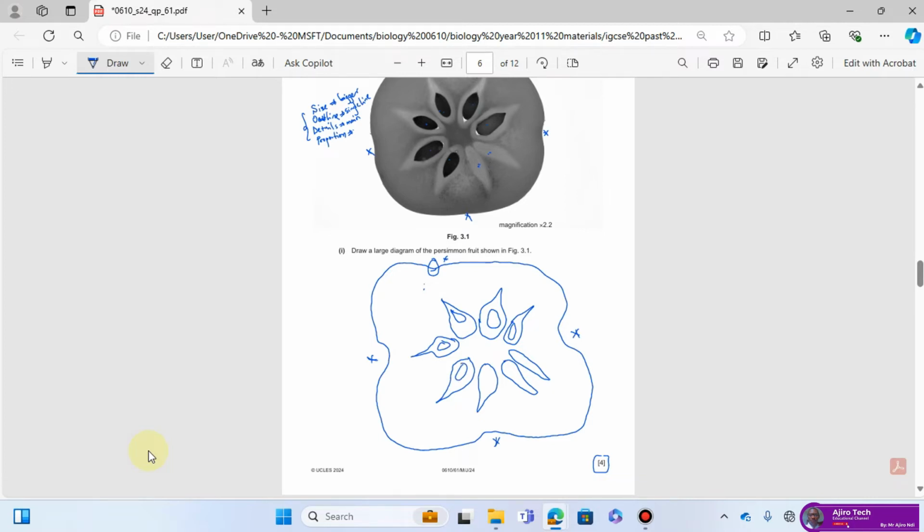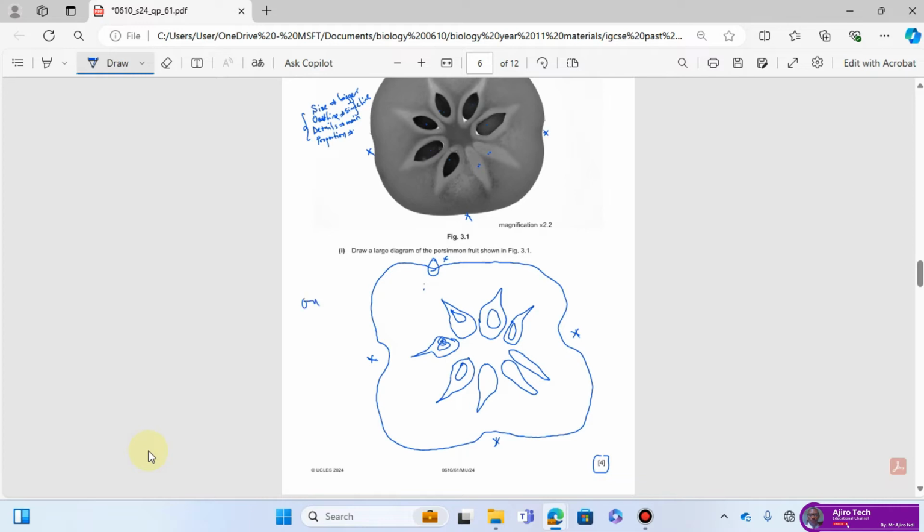Please, you have to avoid broken lines, and you don't shade. No shading, no painting. All right, you don't shade. So this shading, you just clean and redraw. No shading, no painting. Use a single continuous line, and that's what you have. So we are done with the drawing. With this, you have your 4 marks.